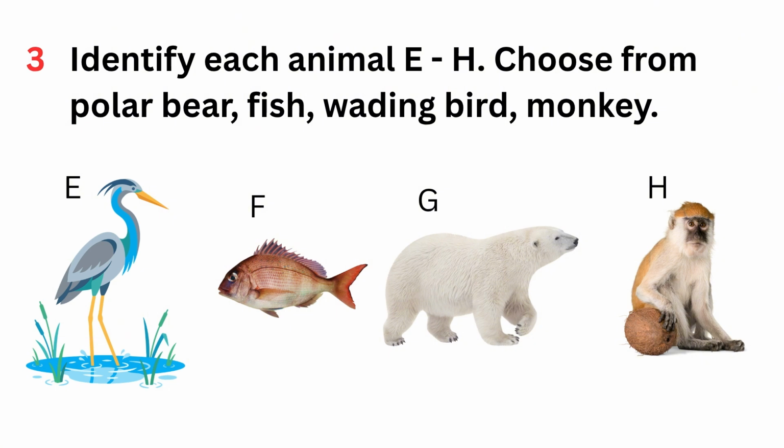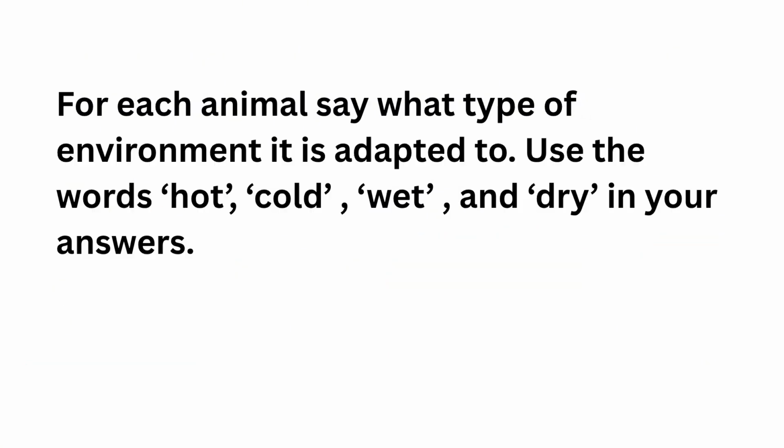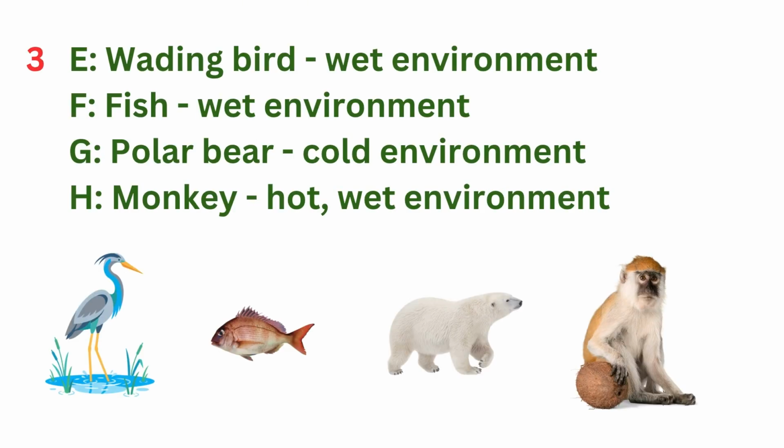Choose from polar bear, fish, wading bird, monkey. For each animal, say what type of environment it is adapted to. Use the words hot, cold, wet, and dry in your answers. Wading bird, wet environment. Fish, wet environment. Polar bear, cold environment. Monkey, hot, wet environment.